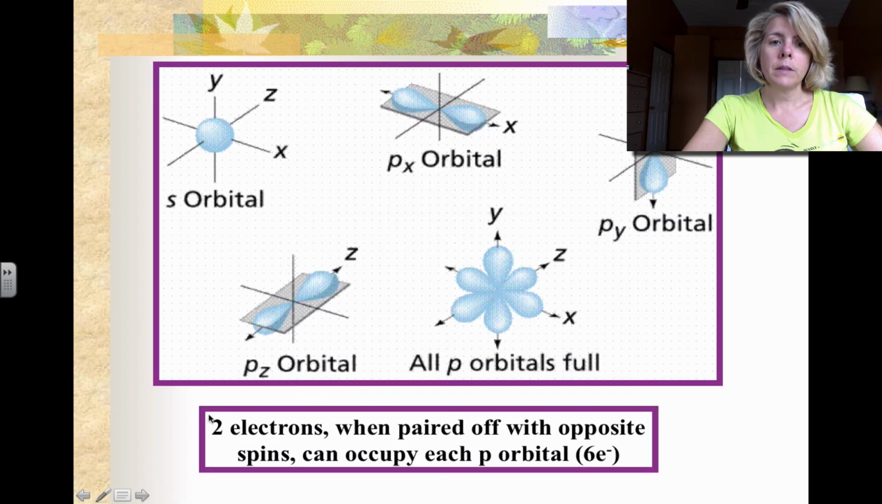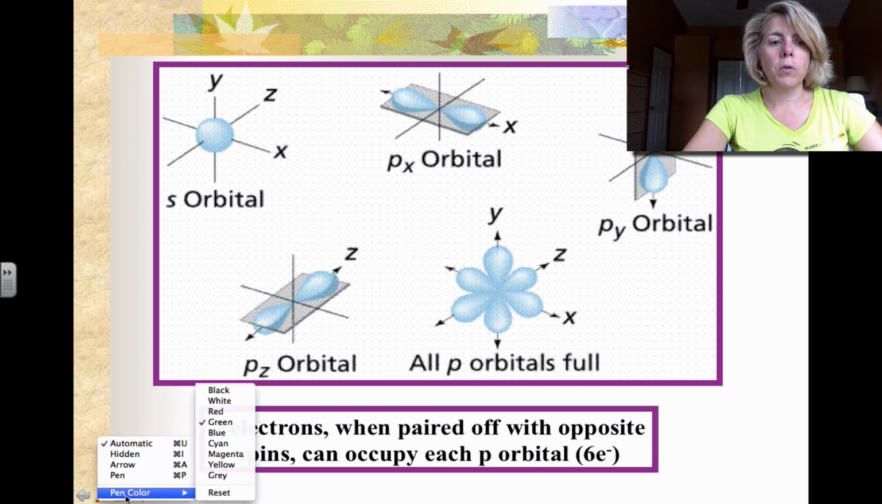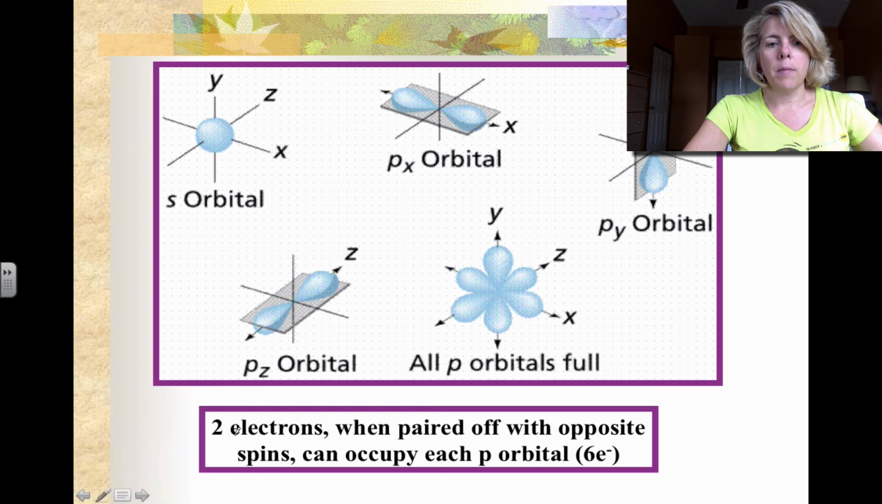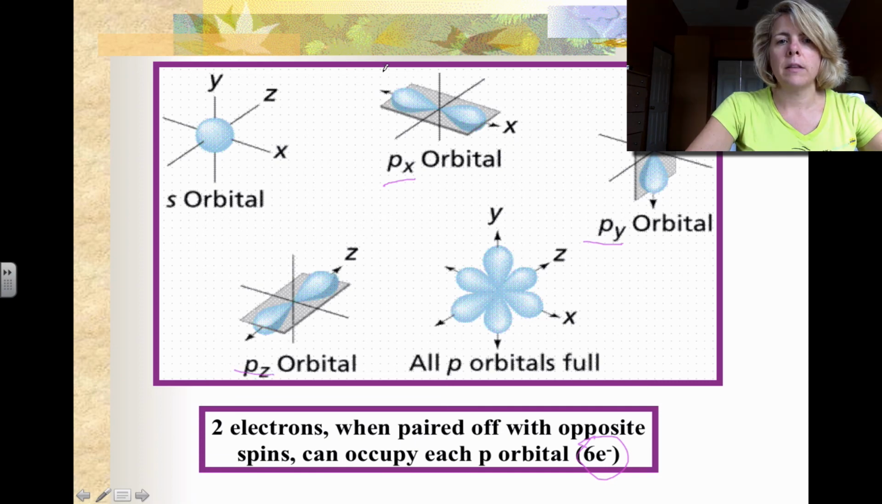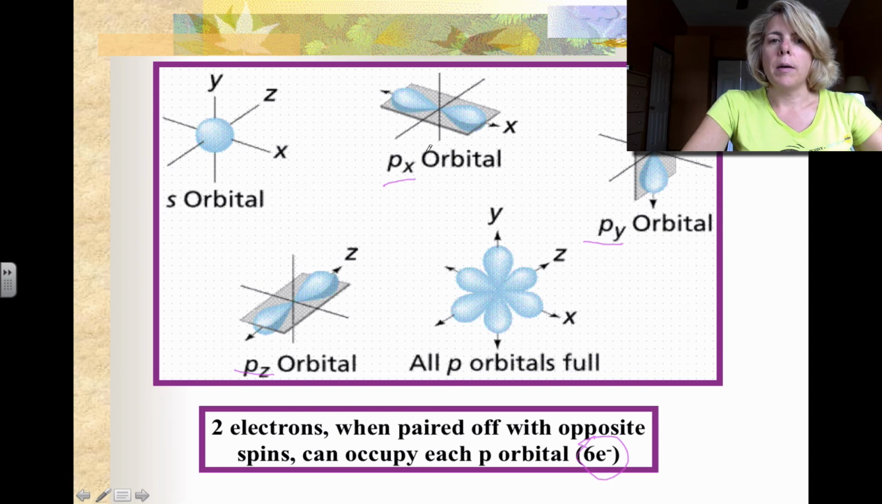Now, for the p orbitals, this is where it gets a little more complicated. We have a total of 6 electrons, and there are 3 main orbitals. So notice that there's a px, a py, and a pz. Now, all this means is that the p orbital is on the x-axis or the y-axis or the z-axis. And when you put them all together, it sort of looks like a flower. In each p orbital, each subtype, you can fit 2 total electrons.